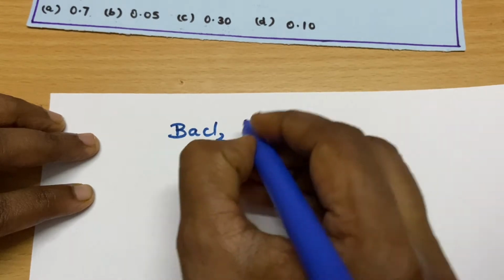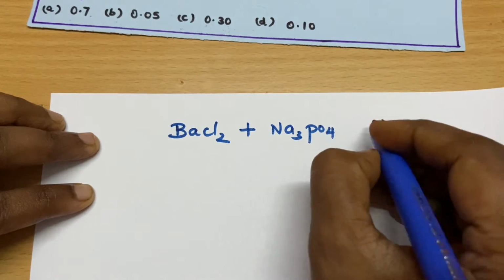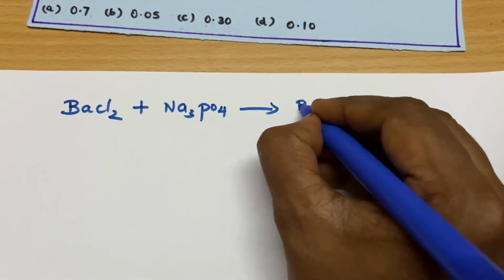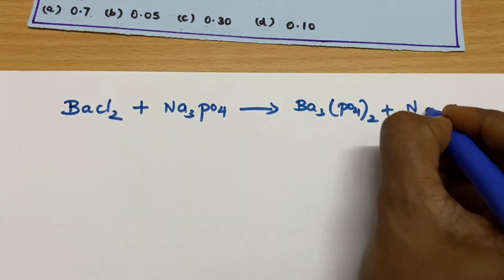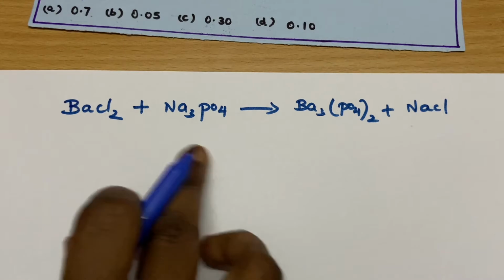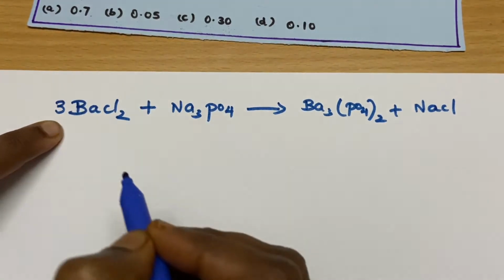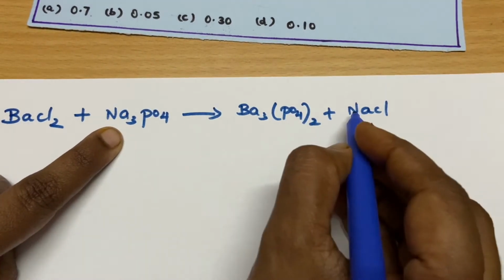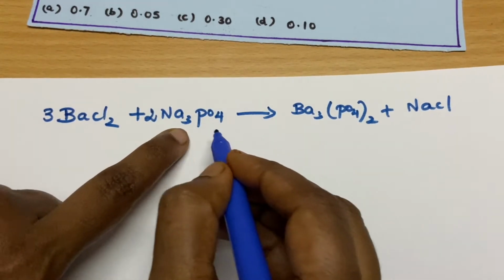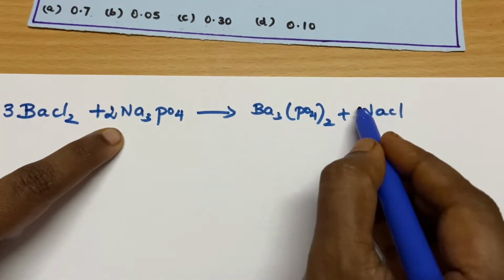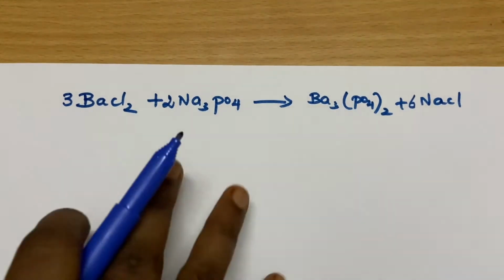So BaCl2 reacts with Na3PO4 to give Ba3(PO4)2, and sure, there must be NaCl. Okay, let's balance this equation. Barium is 3 atoms here, so I am going to put 3. Phosphate is 2, so I am going to put 2 here. While putting 2 here, sodium becomes 6, so I am going to put 6. Here also chlorine is 6, and here also chlorine is 6. So it is completely balanced.